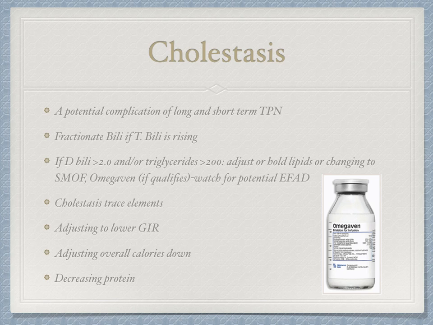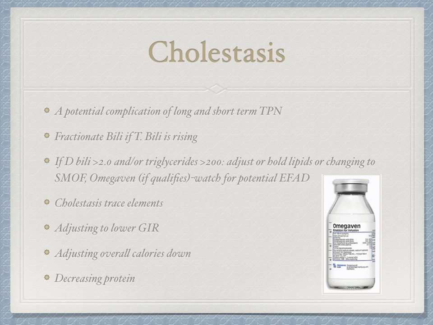Another adjustment to make, of course, is to change to cholestasis trace elements. If cholestasis is a problem, adjust the GIR lower, adjust the overall calories down by about 10 to 15%, and then the last thing that you would do would be to decrease the protein in the TPN. So that's just basically a review of how you would look at cholestasis in the pediatric patient.